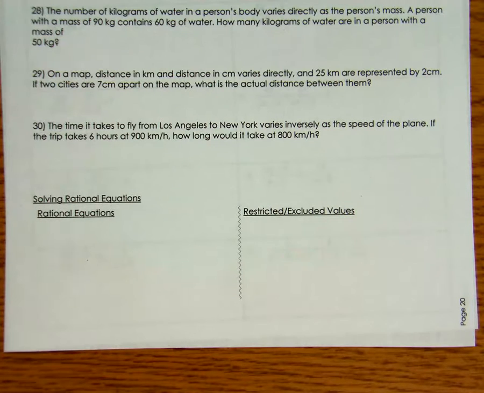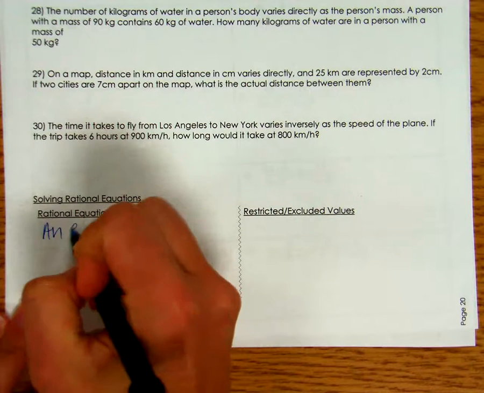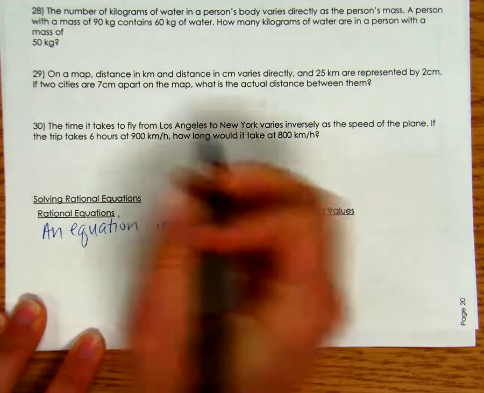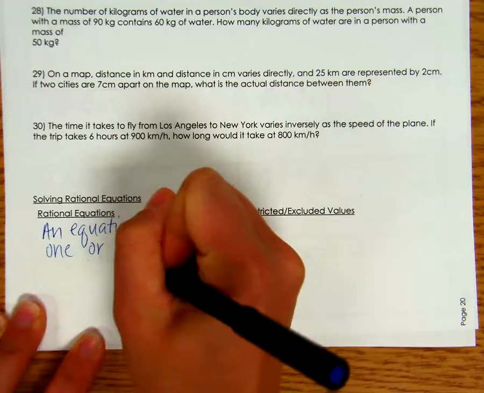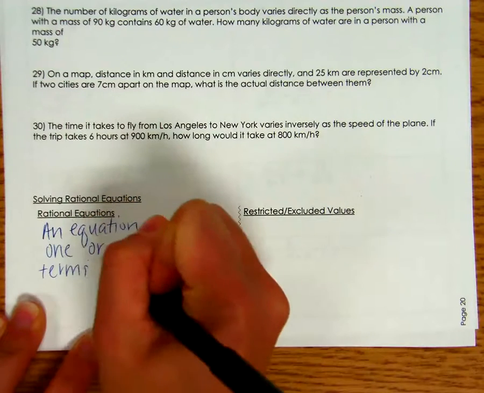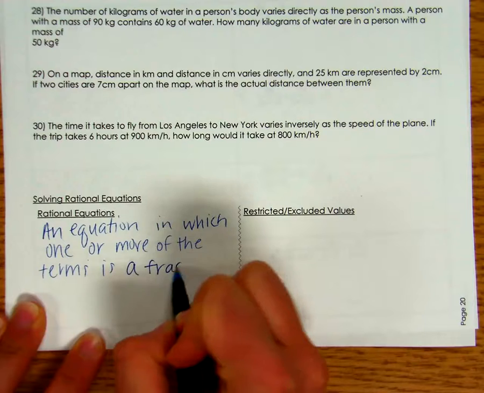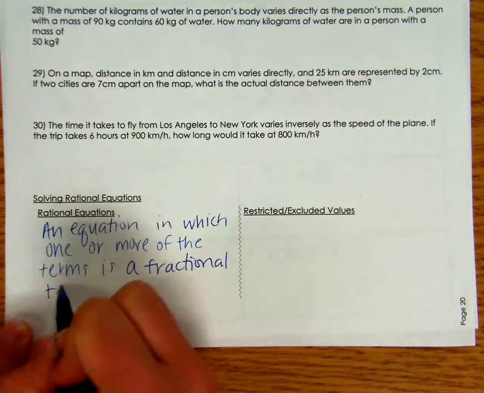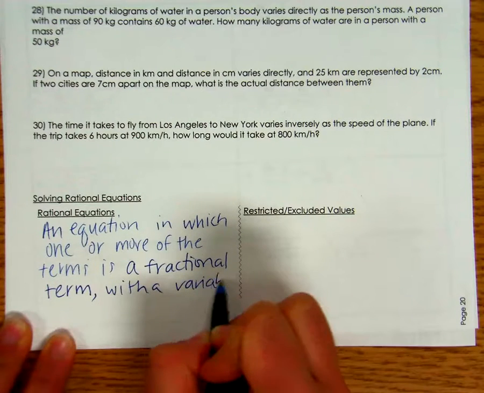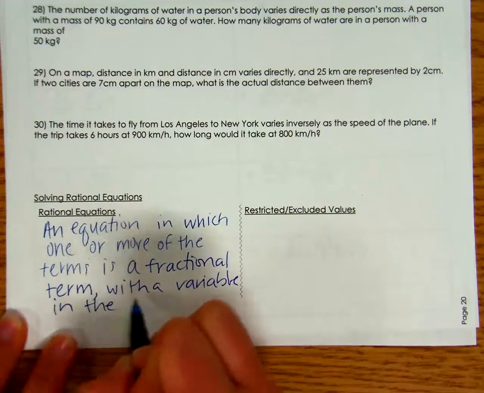Today we're going to focus on solving rational equations, and it's important to understand what a rational equation is before you get involved with working with these. A rational equation is an equation in which one or more of the terms is a fractional term with a variable in the denominator.